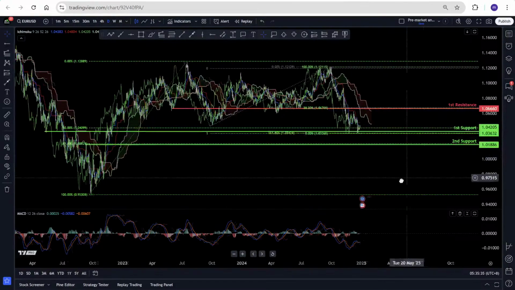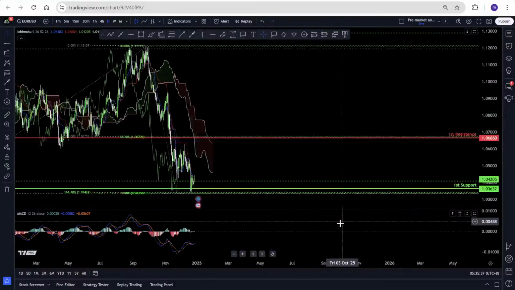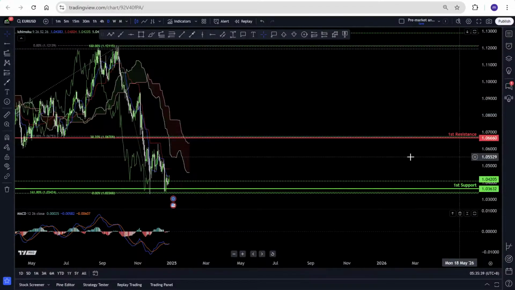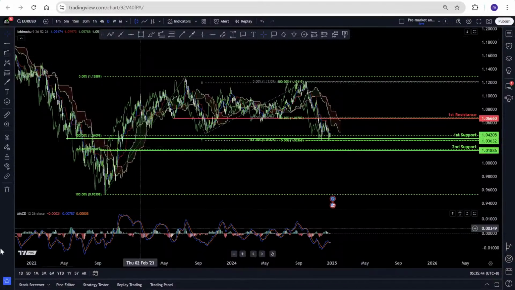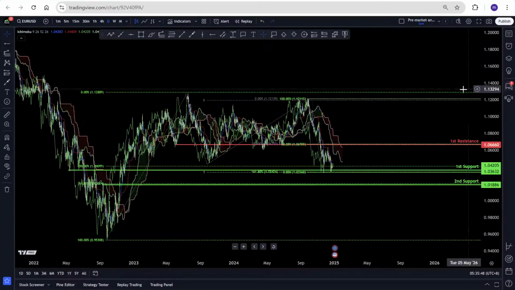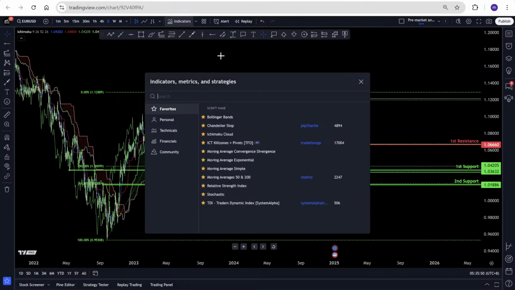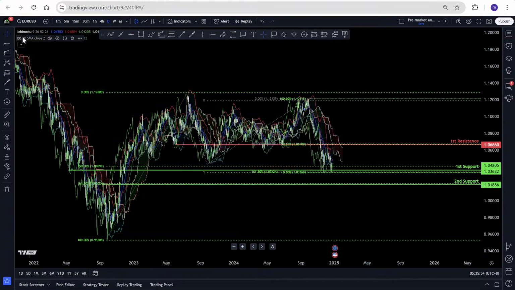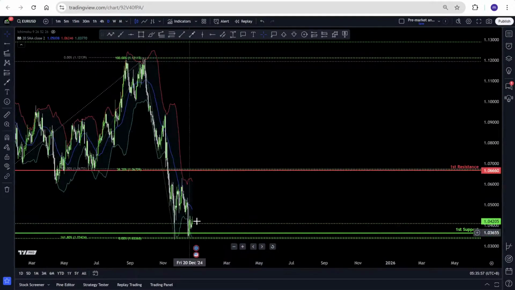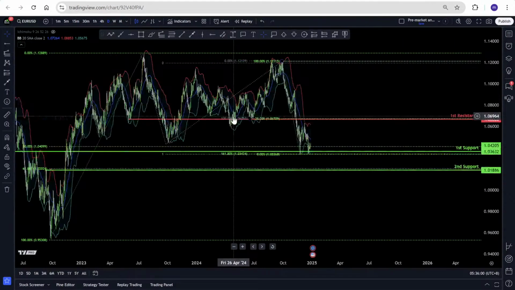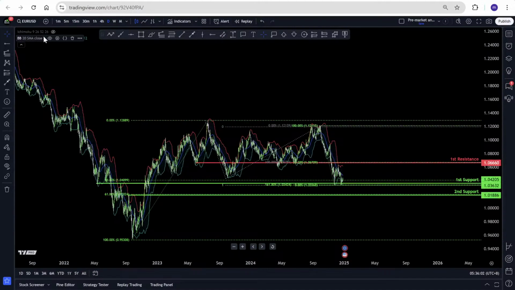Prices are moving below the cloud. Ichimoku is giving us a slight bullish signal, very slight. So I'm going to move to MACD for now. Okay, let's look at Bollinger Bands. Okay, we have prices pushing below that bottom band. So that is a bearish signal.